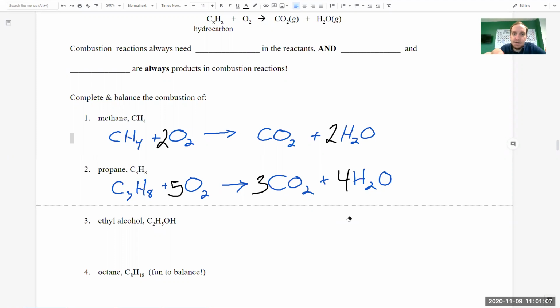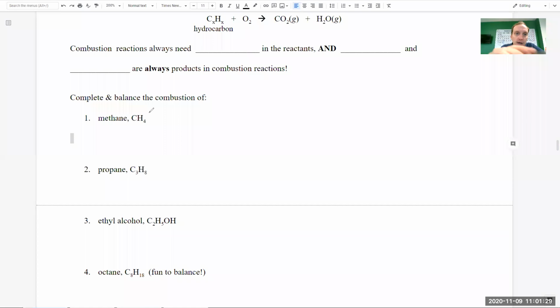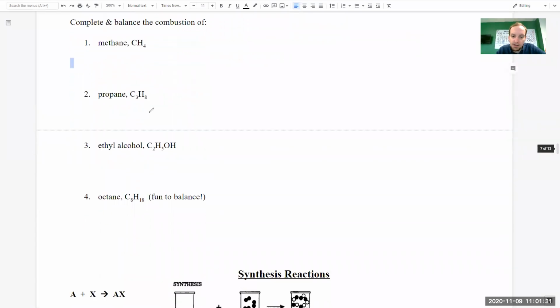So you get the idea. Again, these are not difficult at all to predict. If you know it's a hydrocarbon, then this part is going to be identical on every single one, including number 3 and number 4. Guess what? It's either ethyl alcohol or octane plus O2 yields water and carbon dioxide. Okay? Again, those are pretty easy. I like those because it doesn't take a whole lot of thought.